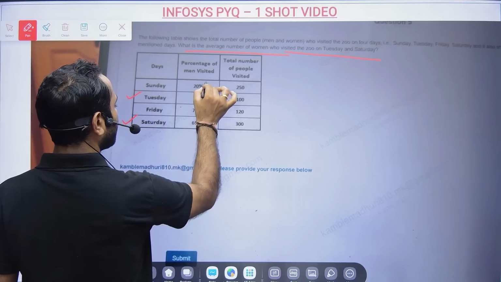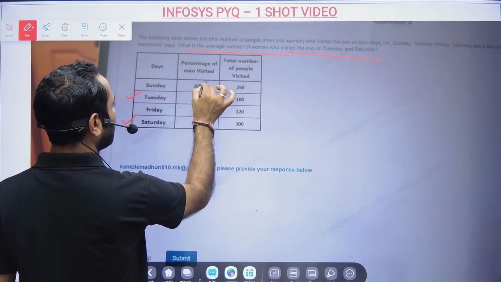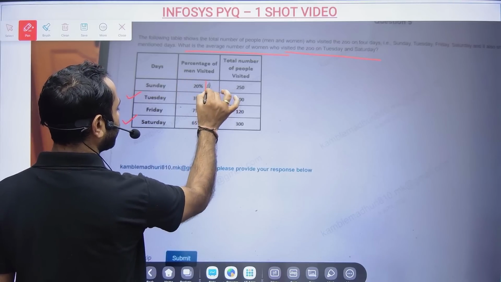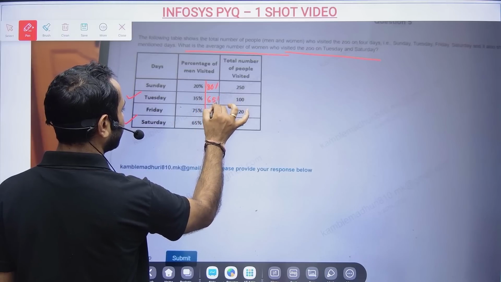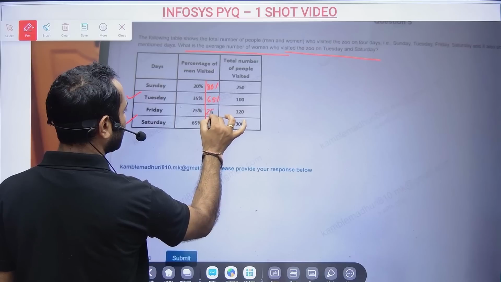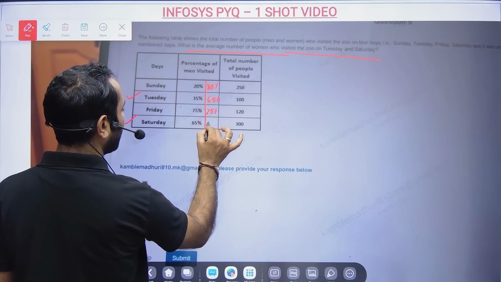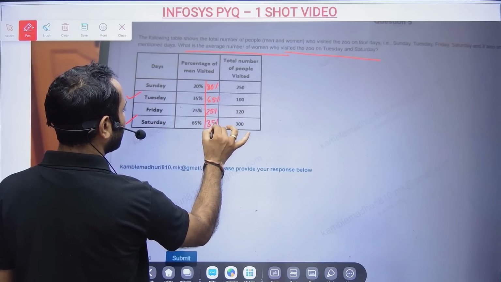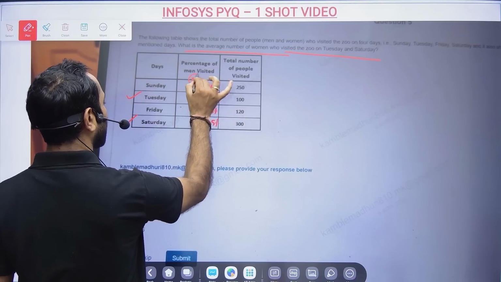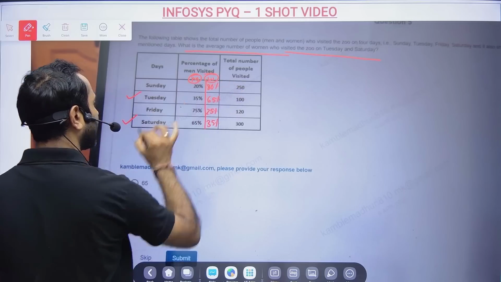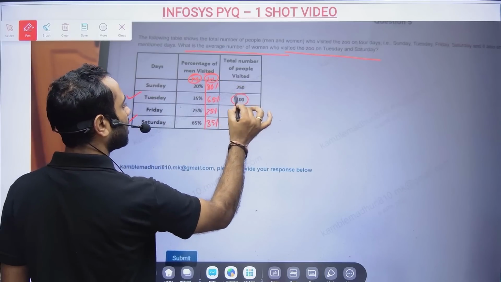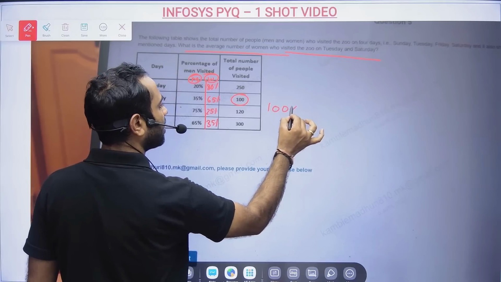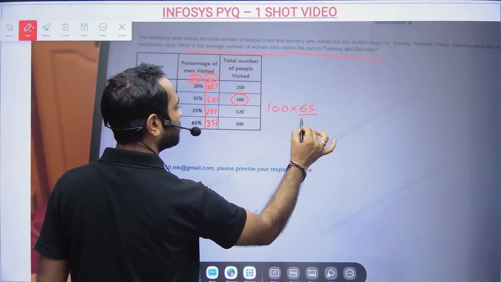Okay, now, friends, you see, the percentage of men visited is 20%. So here it will become 80%. 35% means 65%. 75% means 25%. And 65% means 35%. So this is the men's visit and this will be the women's visit. Correct? Okay, now. On Tuesday, total visitors is 100. Out of that, 65% is women.